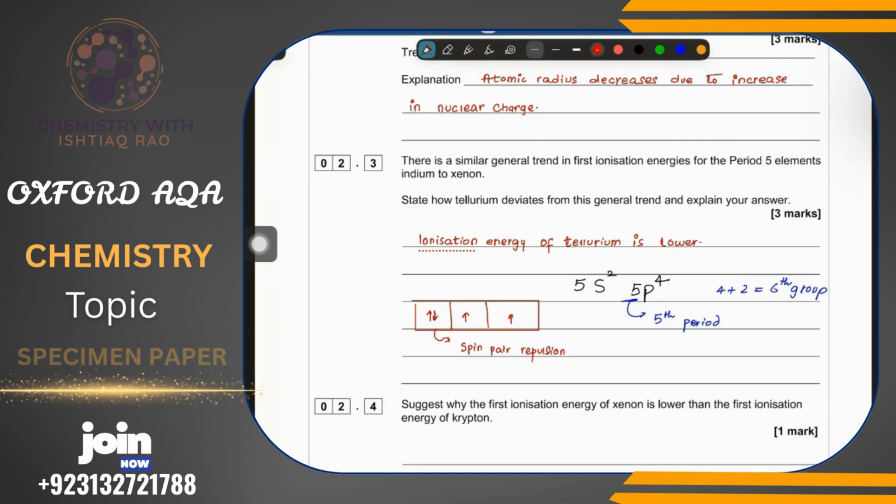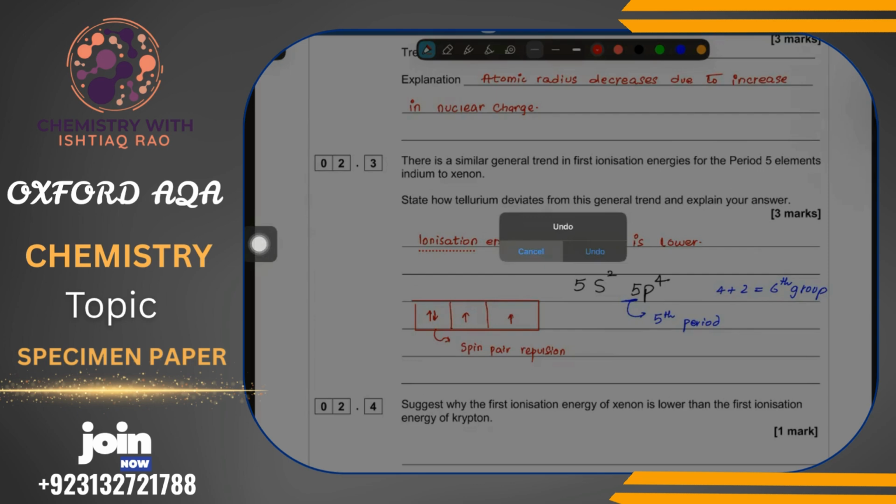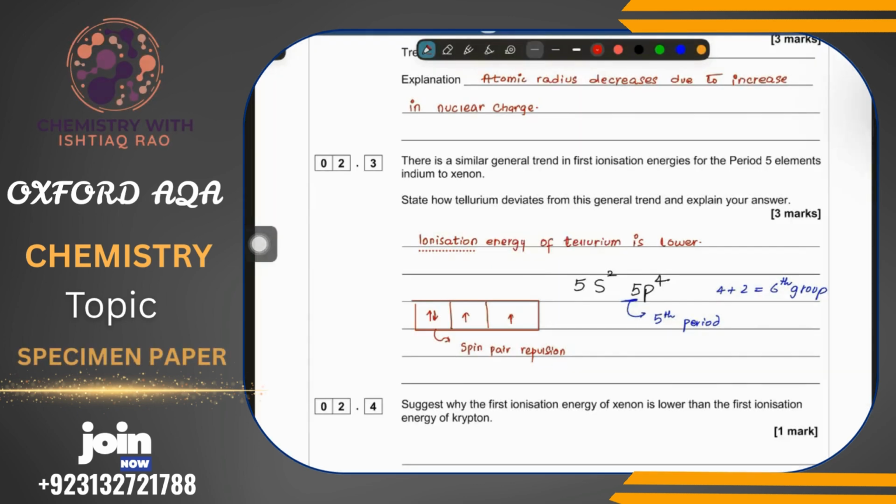I didn't remember the spin pair repulsion thing. Is it part of my AQA course? Am I forgetting it? Yeah, obviously you are forgetting this. This is the part you have to write down. You will not get the marks for this one if you don't remember that. Spin pair repulsion, it's like a keyword? Yep. Okay.